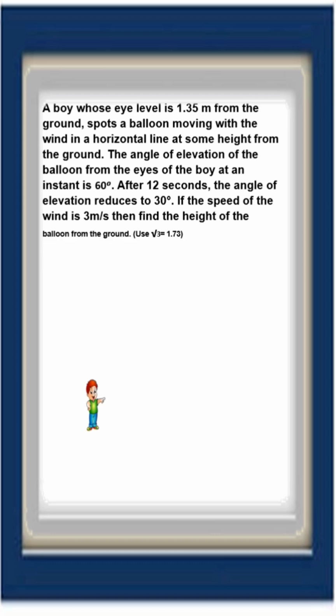A boy whose eye level is 1.35 meter spots a balloon. This is the ground level, this is the eye level. The balloon is at some height from the ground. It is moving with the wind. Speed of the wind is 3 meter per second.